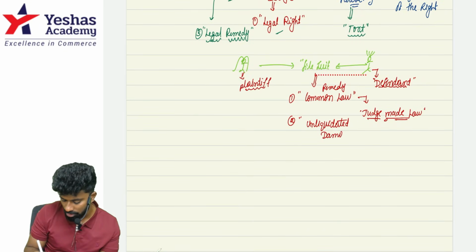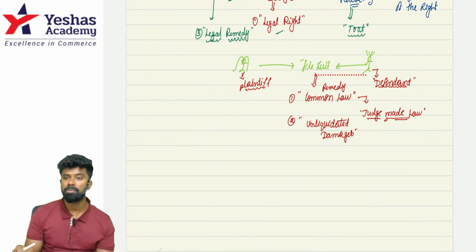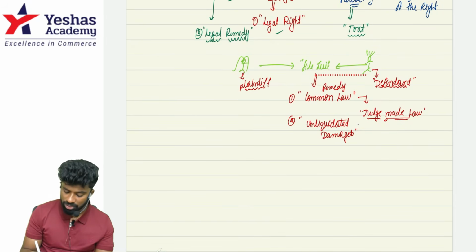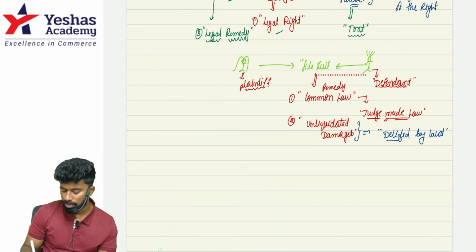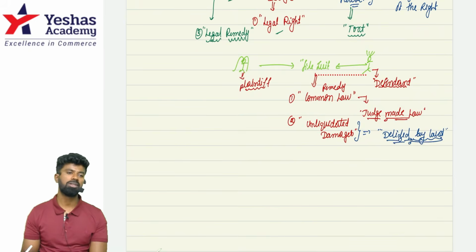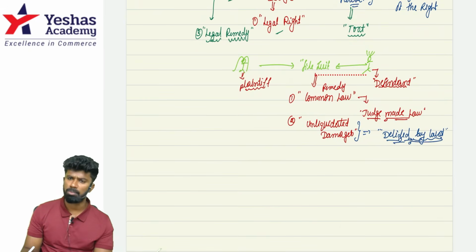Is it liquidated or unliquidated? Unliquidated damages. Are you getting it? Now what are unliquidated damages, sir? The amount is fixed or decided by the court. If the parties themselves decide the amount of compensation payable, it is called liquidated damages.